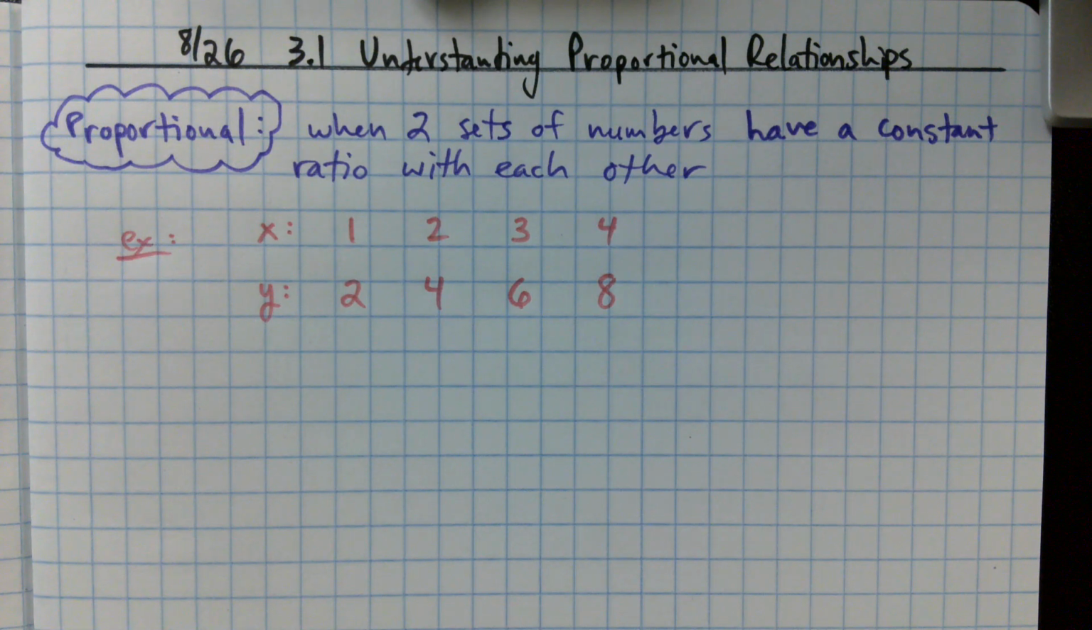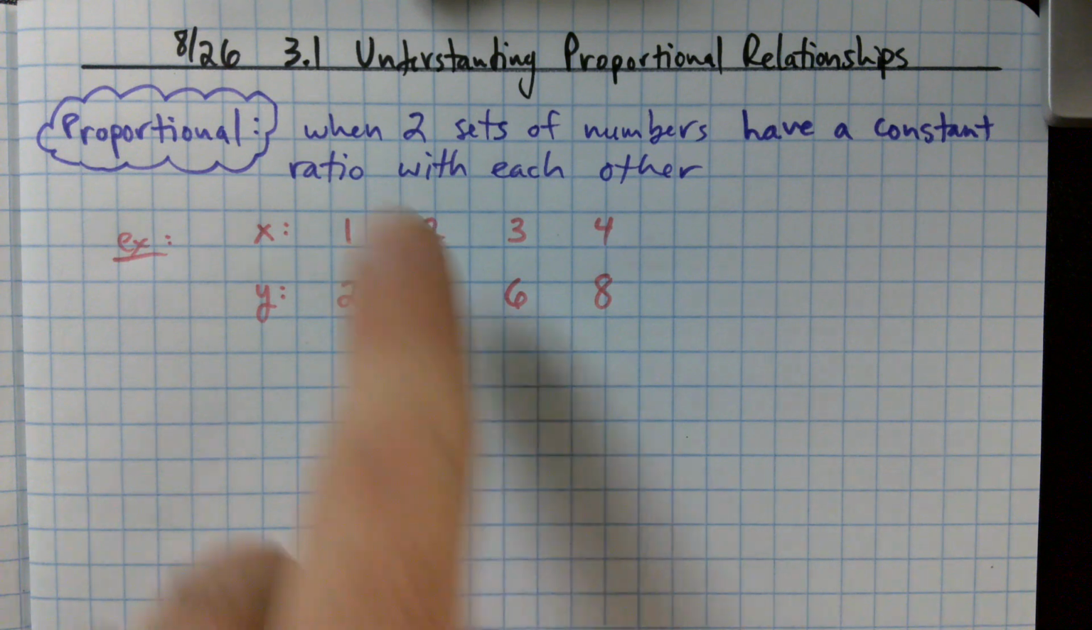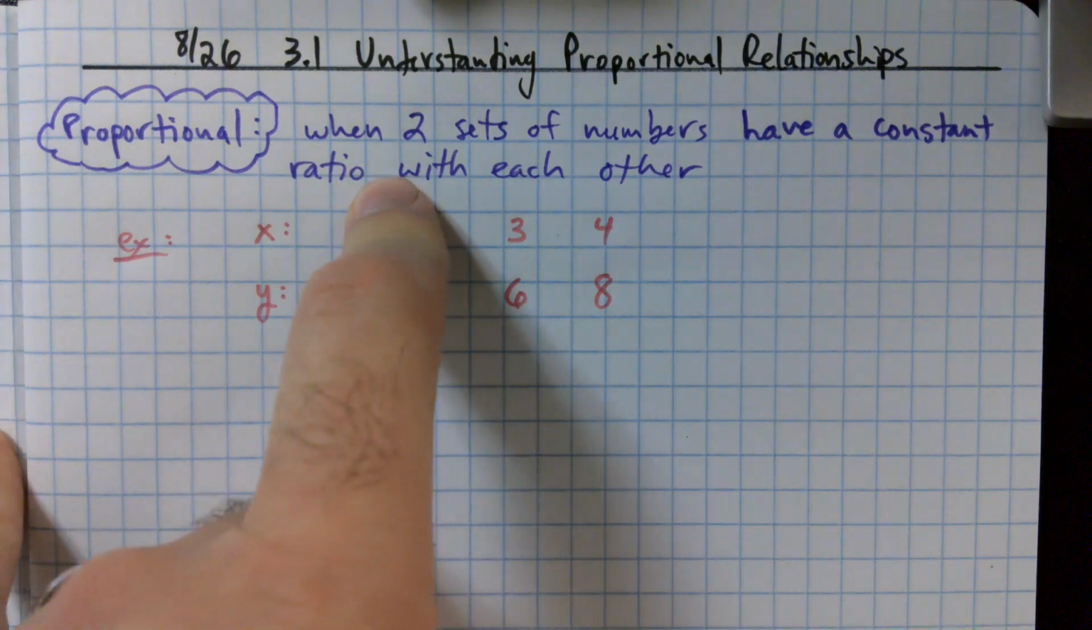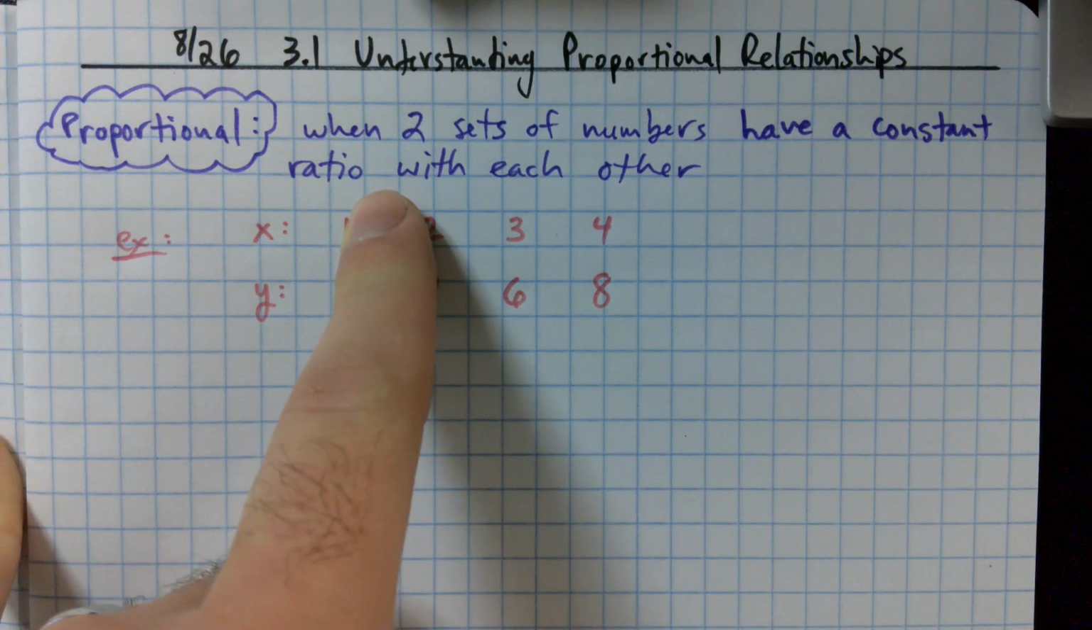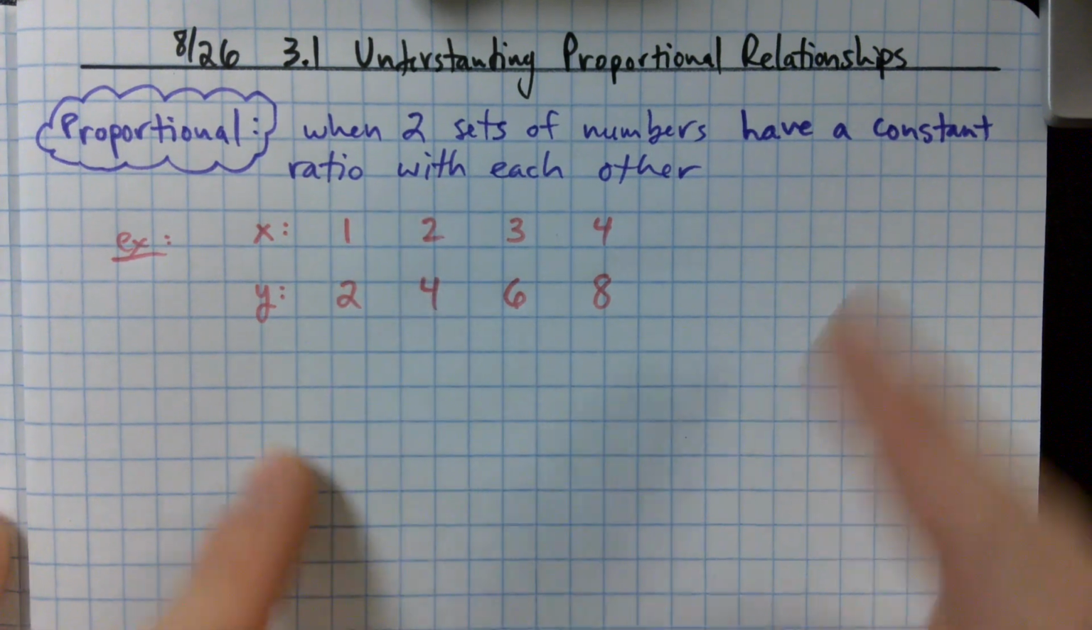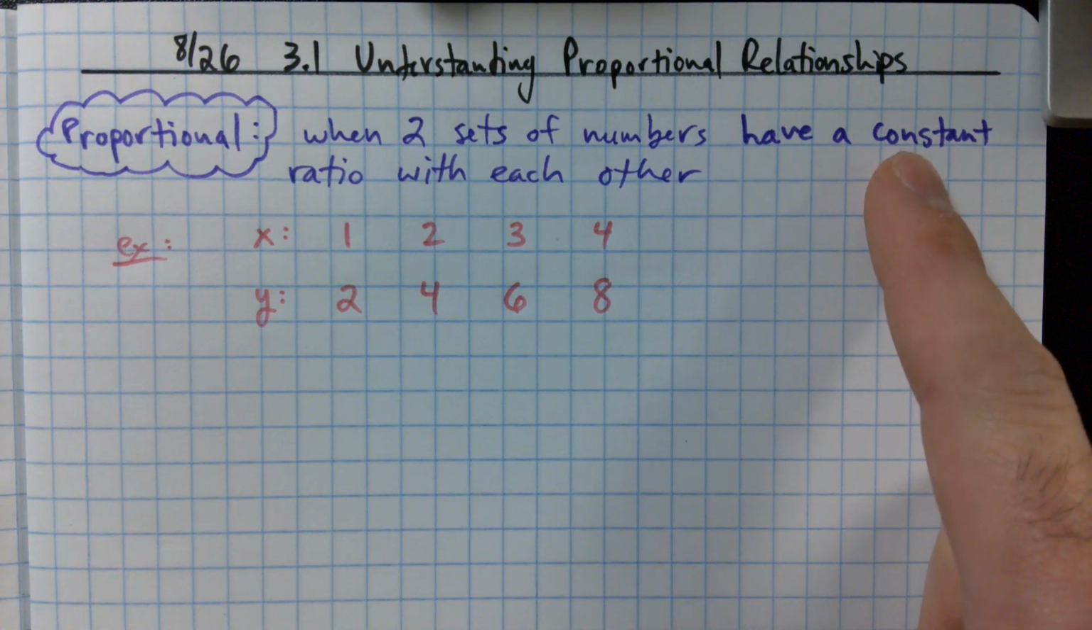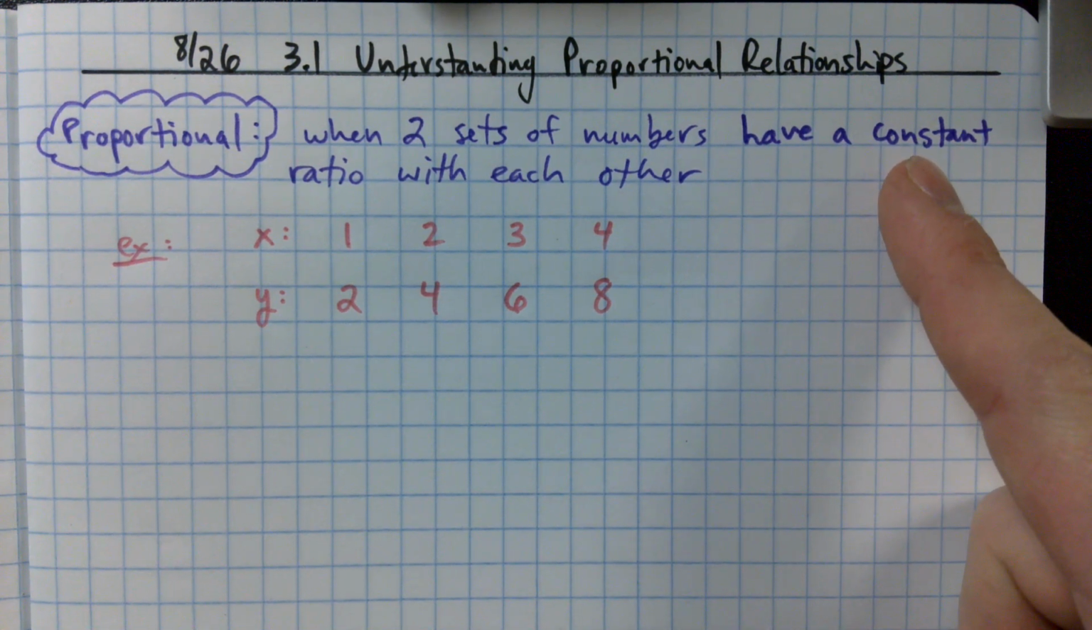Looks like most of us are there. So proportional. Can I get a volunteer to read this definition out for everyone? So it's not me talking all the time? Sure, Eli. When two sets of numbers have a constant ratio with each other. Perfect. Thank you very much. Who can tell me what does constant mean? Dylan, what is constant? All the time. All the time. The same, over and over again, right?